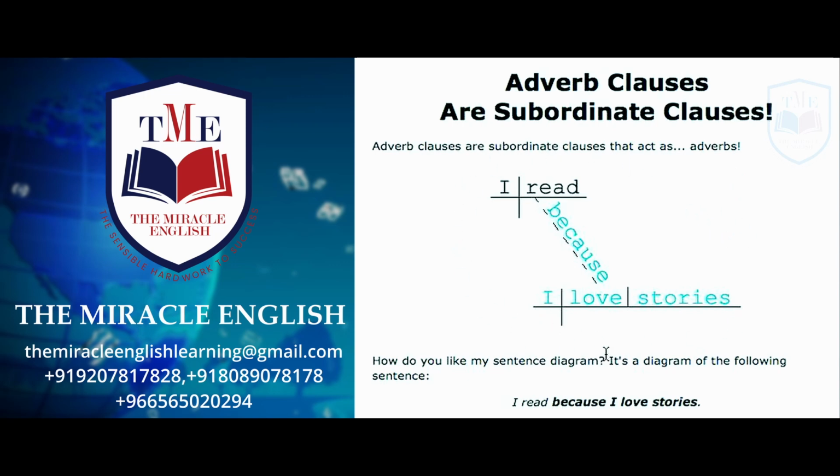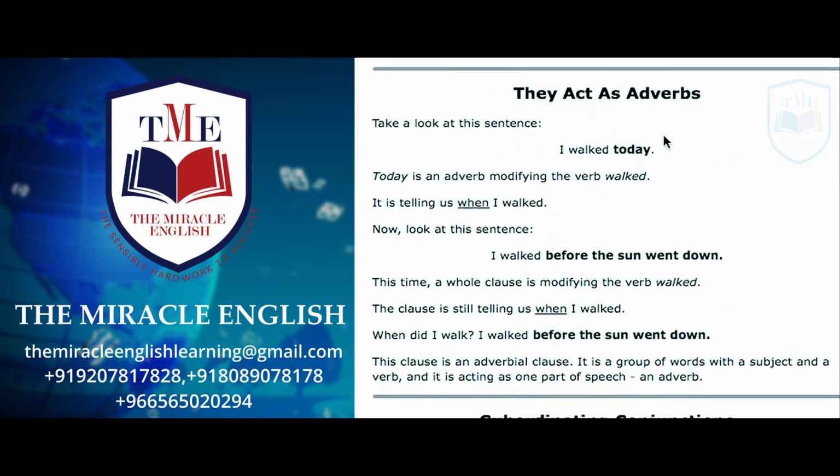We'll come back and talk about this in just a little bit, but know that I am a sentence diagramming kind of girl. I think sentence diagrams are a great way to show how the parts of speech, phrases, clauses, all elements of a sentence are related to each other. So we'll come back and look at this in just a little bit. Look at this sentence right here. It says, I walked today. The word today is telling us more about the word walked. It's modifying the word walked. When did I walk? I walked today. Today is an adverb. All right?